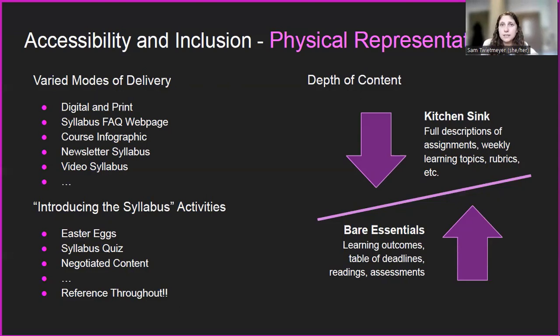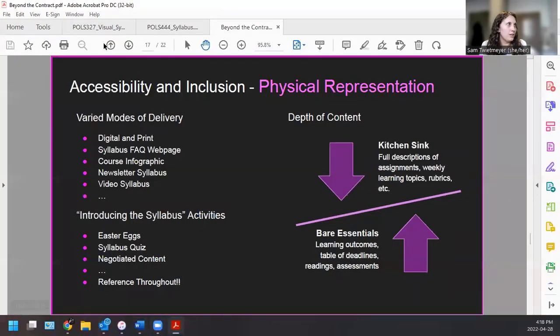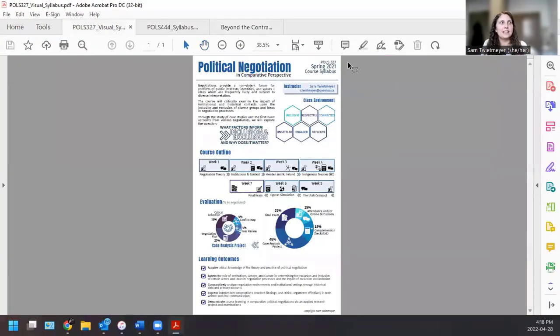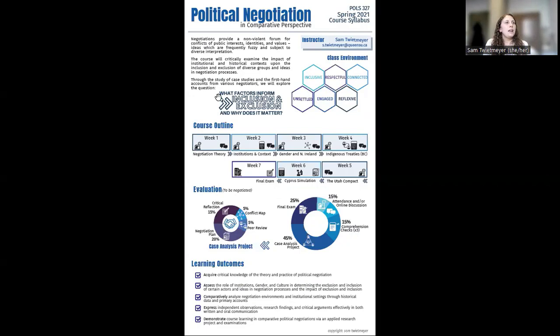A video syllabus might be an option to go over the syllabus in video format, and perhaps other modes of delivery as well. So just really quickly here, I'm going to show you a couple of those that I have used in prior courses. So this is an infographic syllabus or a visual syllabus. So you can see I have not all the details, so I have to provide students the full formal syllabus alongside this.